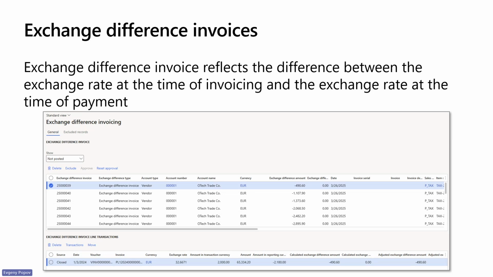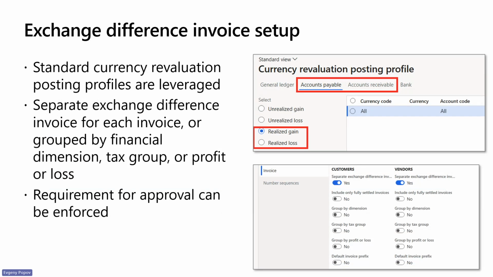So, in Turkey, companies must issue invoices for these exchange differences, reflecting the equivalent amount in Turkish lira based on the foreign exchange buying rate of the central bank. The tax rate applied to the exchange difference must match the tax rate applied to the invoiced product or service. To use the exchange difference invoicing functionality, you first need to configure realized gain and loss accounts in standard currency evaluation posting profiles.